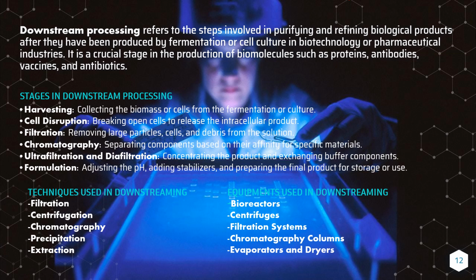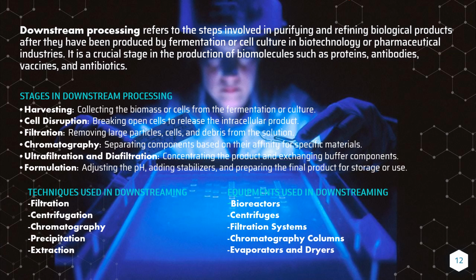Cell disruption is a crucial step in downstream processing, particularly when extracting intracellular products, that is, products found in cells, such as enzymes, proteins, or other biomolecules. Cell disruption aims to break open cells and release their contents, which can include proteins or enzymes. This step is necessary because many valuable products are located inside cells and need to be extracted for further purification and use. So how is cell disruption done?